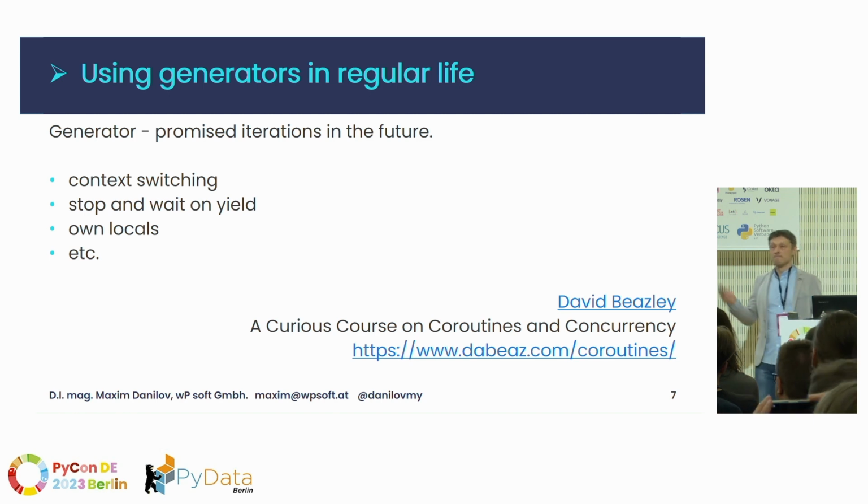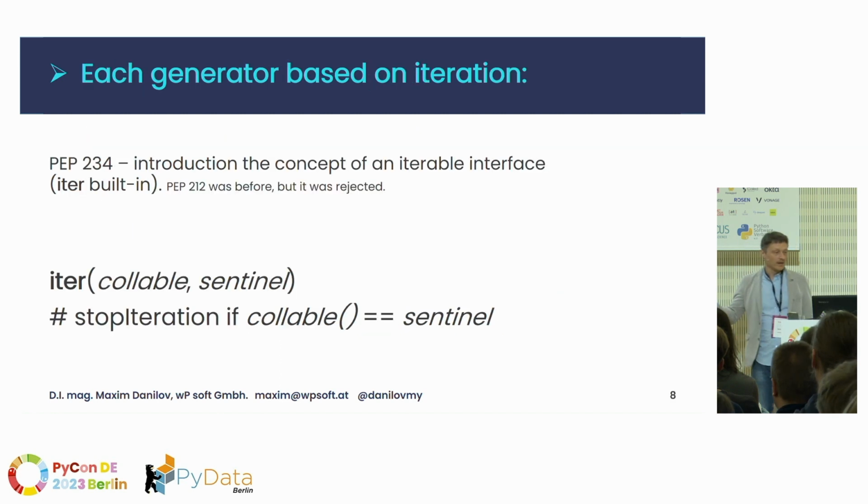Of course, you must read the information from Dave Beazley from 2009, Curious Course on Coroutines and Concurrency. You can find it. You should check it if you write Python code. It's important. And each generator is based on iteration.